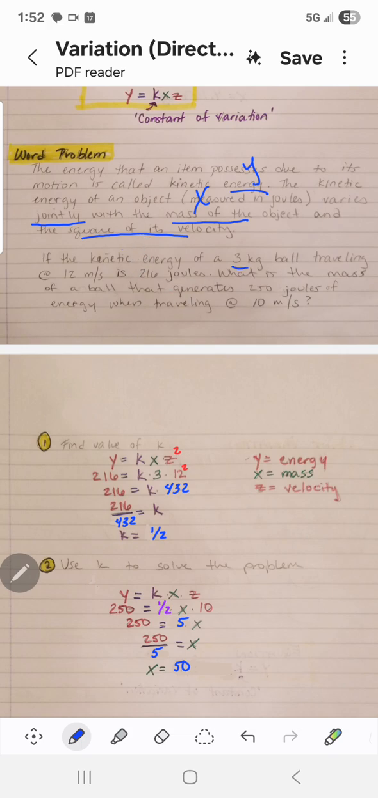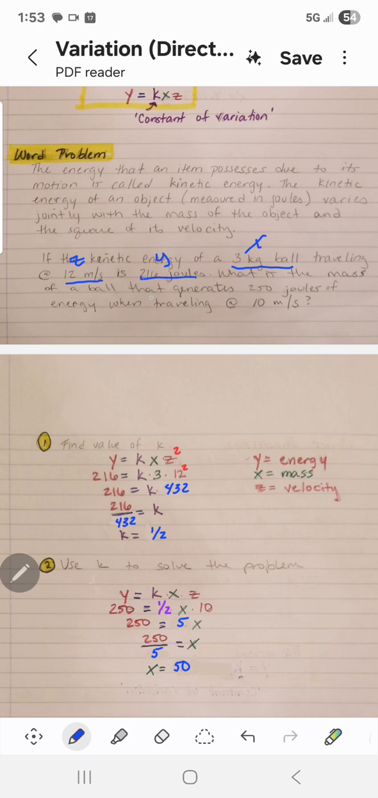If the kinetic energy of a 3-kilogram ball, that's my mass, traveling at 12 meters per second, that's my velocity, is 216 joules, that's my y. All right, now, if earlier I was pointing out which is x and which is y and you were getting confused, let's read this sentence again. "If the kinetic energy of a something at something" is your keyword to say equals, so you can figure out which variable is y.